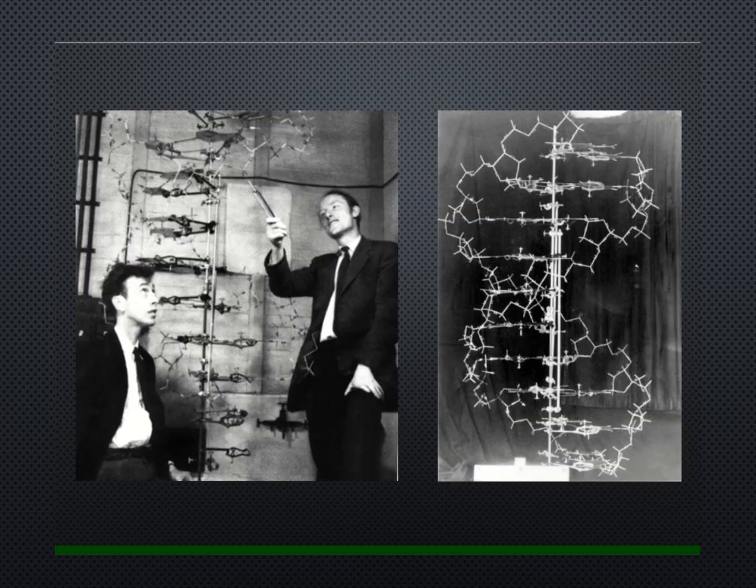So here's a picture of Watson and Crick with their DNA structure that they put together. So we've got our sugar phosphate backbone here, and then in the middle, all those nucleotides. Look at him admiring his beautiful work.